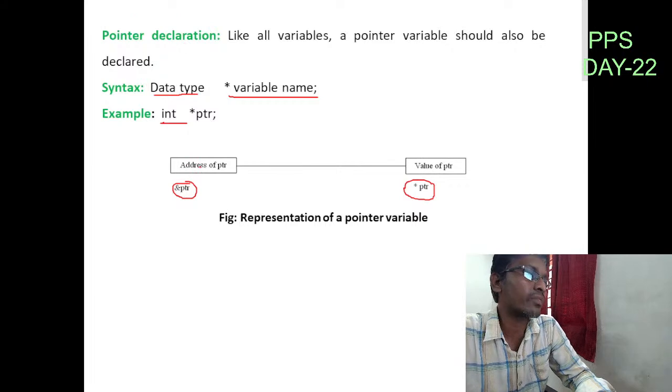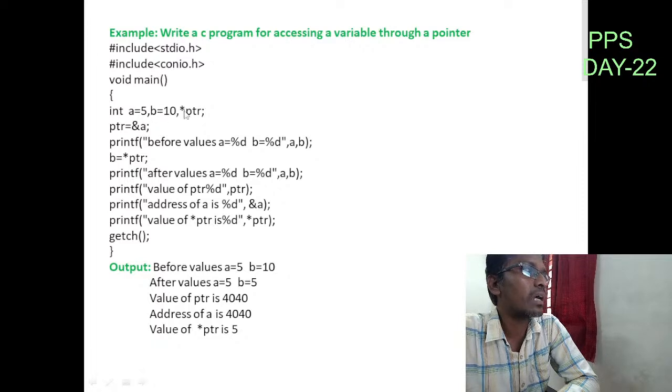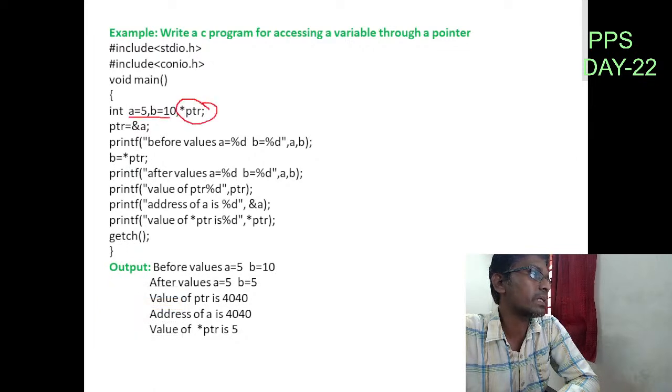And this is the declaration of a pointer. Now this is a sample example. In this example I am writing variables a is equal to 5 and b is equal to 10. These are ordinary variables, and here I am using a pointer variable, *PTR. That's why it is called a pointer variable: a star followed by the variable name. The remaining a and b are ordinary variables.